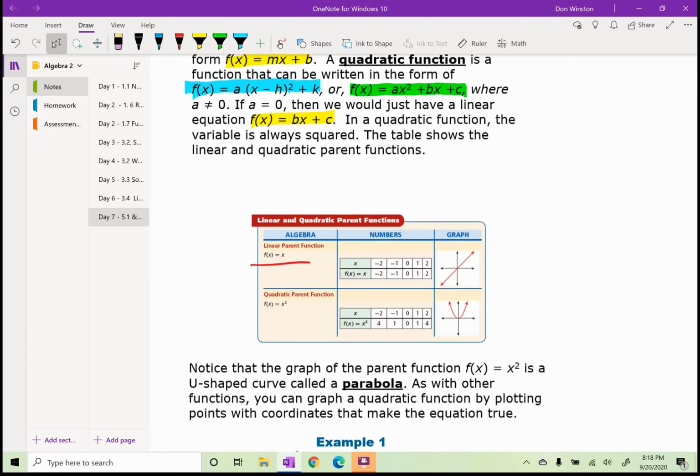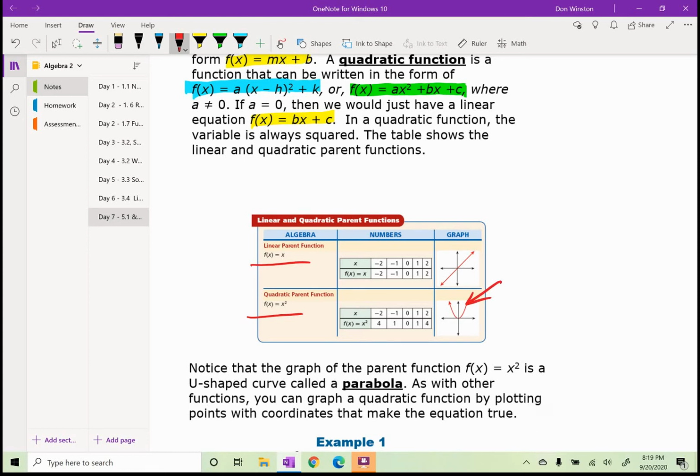The quadratic parent function is f of x equals x squared, or y equals x squared. So we take the value of x and we square it. Negative 2 times negative 2 is 4. Negative 1 times negative 1 is 1. 0 times 0 is 0, and so on and so forth. Notice that the graph of the parent function f of x equals x squared is a U-shaped curve called the parabola. You may have heard of that before.